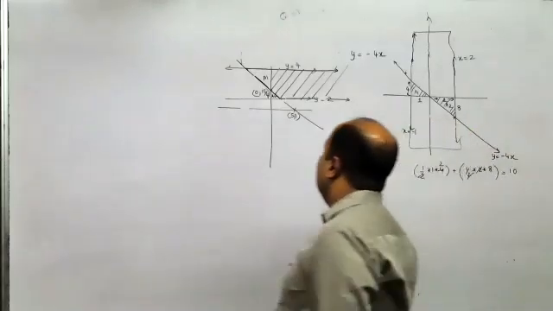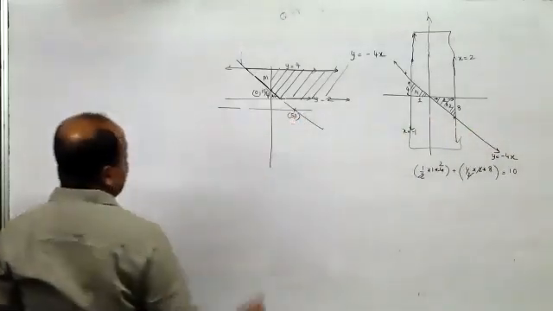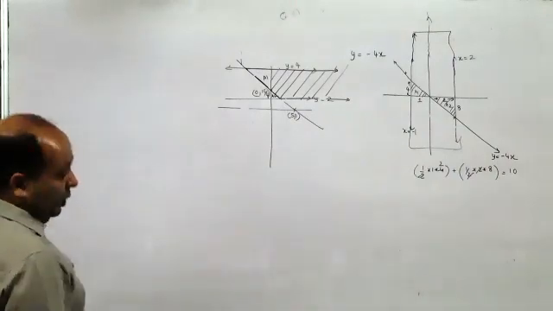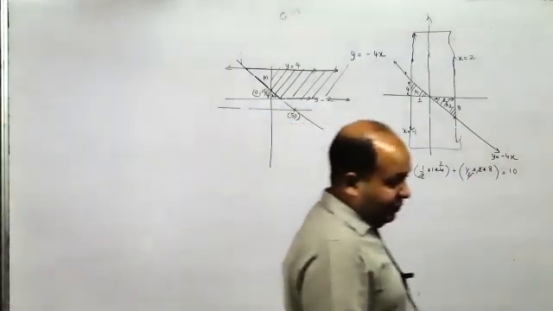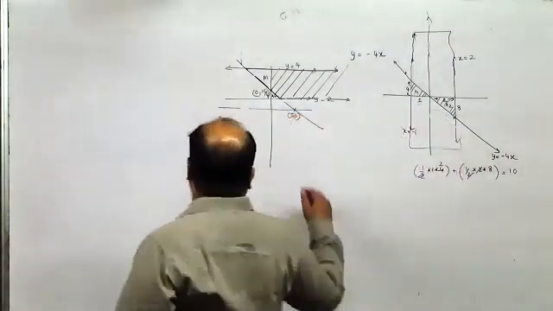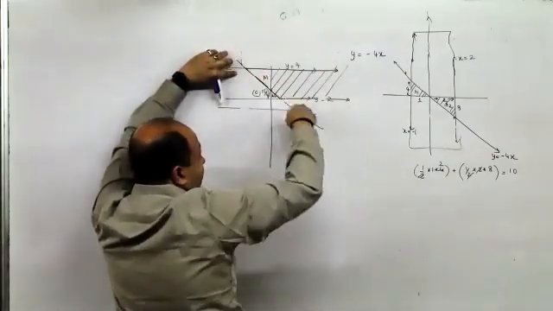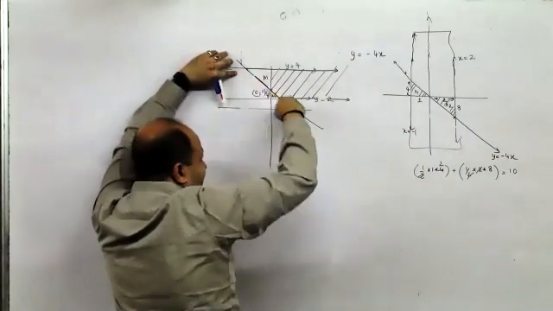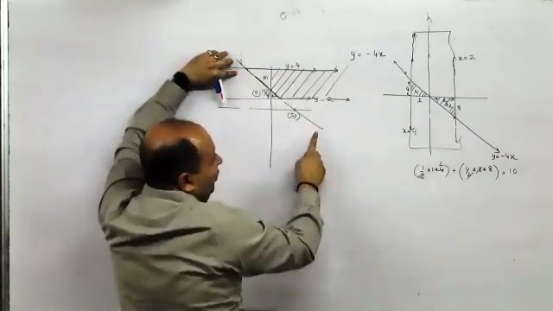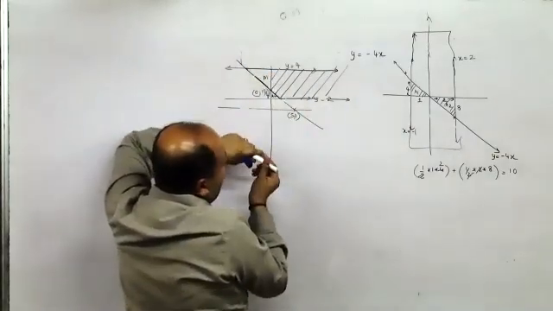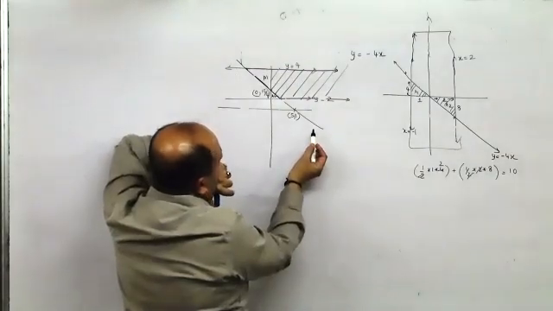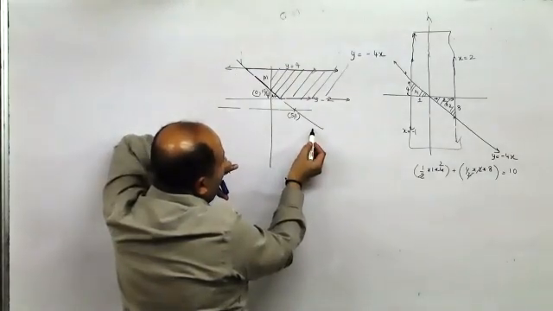See here, I made a mistake in interpreting this question. What was asked is, find the area enclosed by the line. What line is this? Y equal to... what line was this? Can someone tell me?